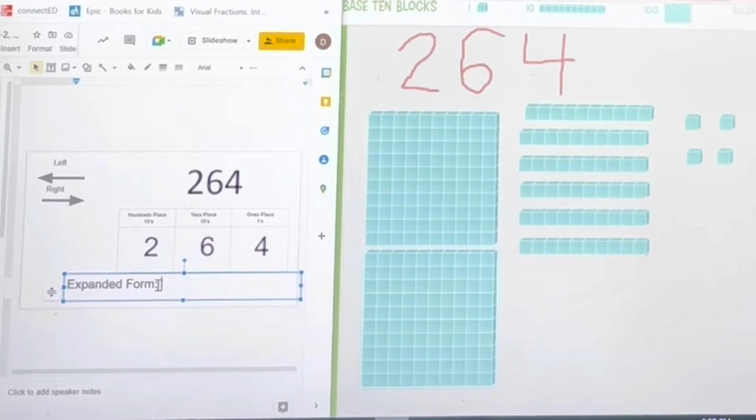Last step now, I am going to write the number 264 in expanded form. And I have my base 10 blocks here to represent the number. So we have 200s, so counting by 100, 100, 200. So we have a value of 200 in the hundreds place. We have 6 tens. So I'm going to count by tens now to find the value in the tens place. 10, 20, 30, 40, 50, 60. So we have 6 tens and a value of 60 in the tens place.